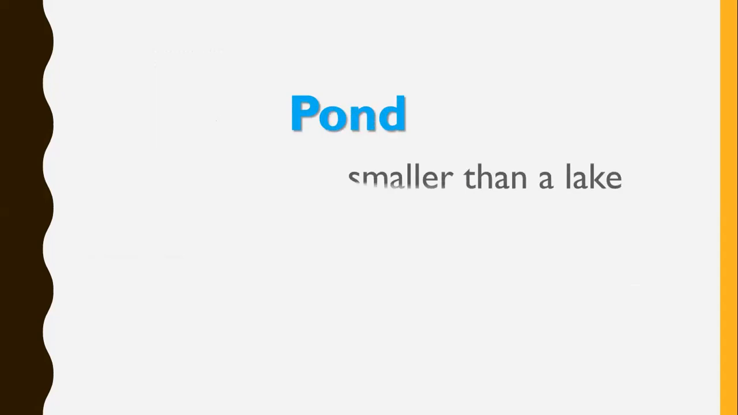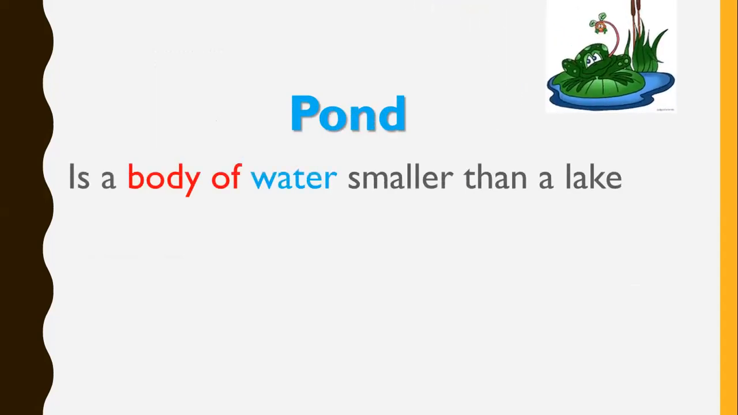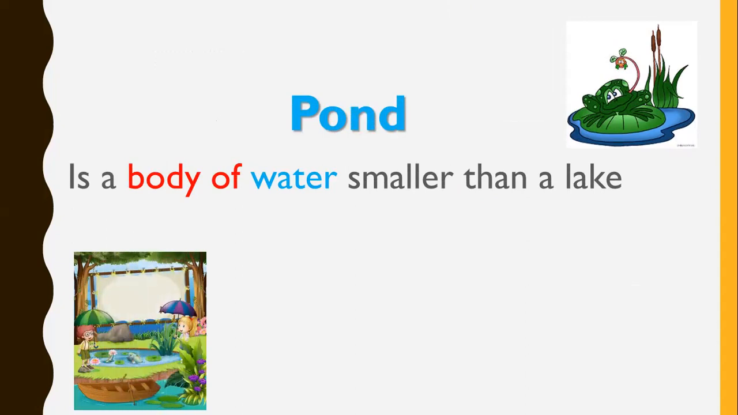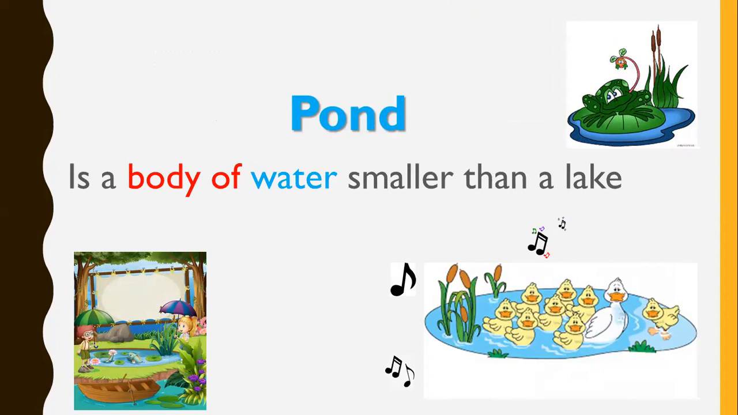Pond. A pond is a body of water smaller than a lake. Okay, look at that. Nice frog. He lives in ponds. Here you can see some kinds of flowers, little fish and a frog, maybe a little duckling with their mother, the duck, and they are singing some songs. So a pond is a body of water smaller than a lake.